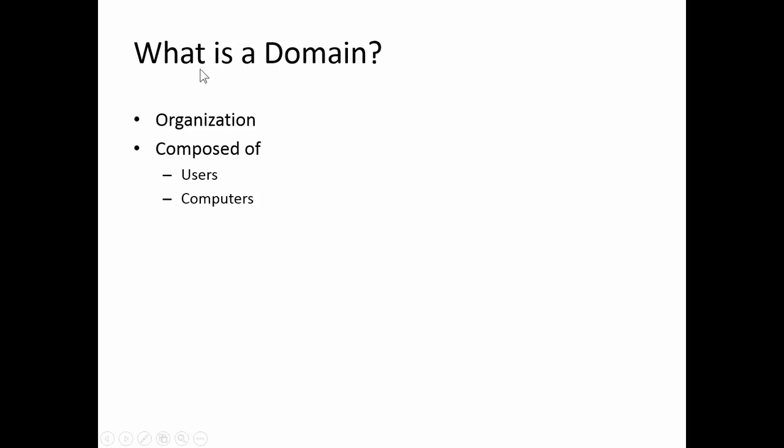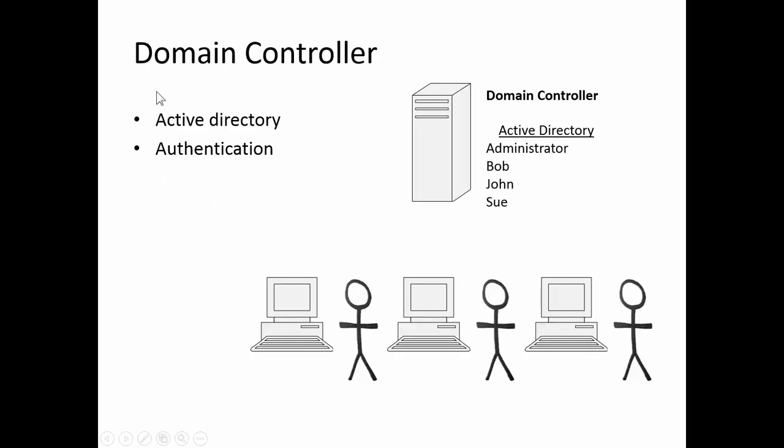What is a domain? A domain is an organization, and an organization could include 10 people, it could include 10,000 people. A domain is composed of users and computers. CCBC is a domain. A domain controller is also called a login server. What makes it a domain controller is the fact that it has Active Directory on it. And Active Directory is a database of usernames and passwords. And the purpose of Active Directory is authentication.